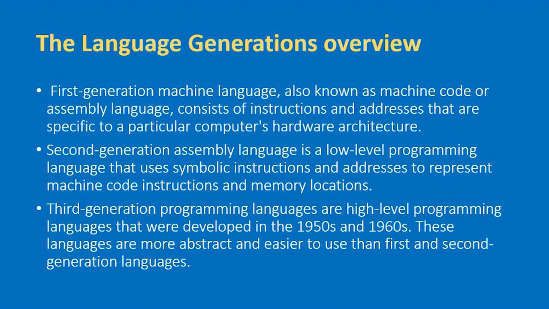Third generation programming languages are high-level programming languages. These languages are more abstract and easier to use than the first and second generation. The third generation languages support structured programming concepts such as loops, functions, and conditional statements, which makes it easier to write complex programs.